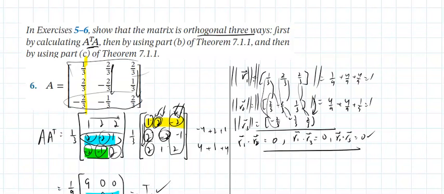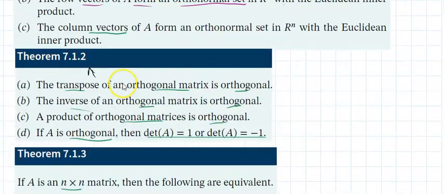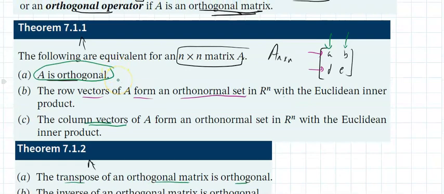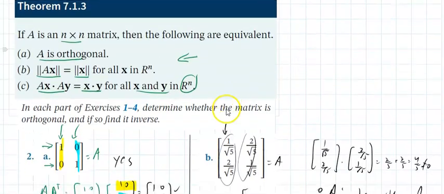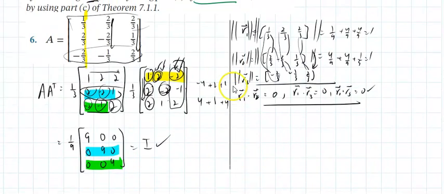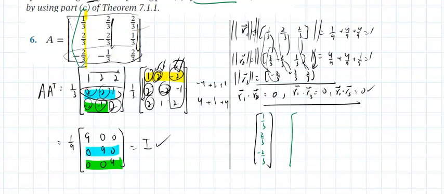That part is done. And if I go for the second part of 7.1.1, now you're going to check if the column vectors form an orthonormal set. Well, look at the magnitude of each of those. So here, let me list them out. 1/3, 2/3, -2/3, 2/3, -2/3, -1/3, and 2/3, 1/3, and 2/3.